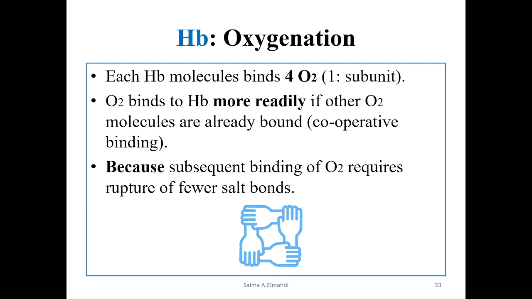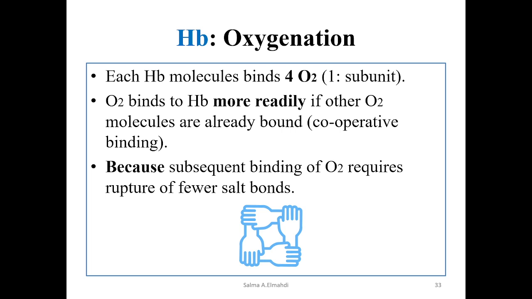Each hemoglobin molecule binds 4 molecules of oxygen. So there is 1 molecule of oxygen for each subunit of the hemoglobin. Oxygen binds more rapidly if other oxygen molecules are already bound. So the binding of the first oxygen molecule will be tough, the binding of the second will be easier, and the binding of the third and fourth will be much easier compared to the binding of the first molecule of oxygen, because subsequent binding of oxygen requires rupturing of fewer salt bridges.